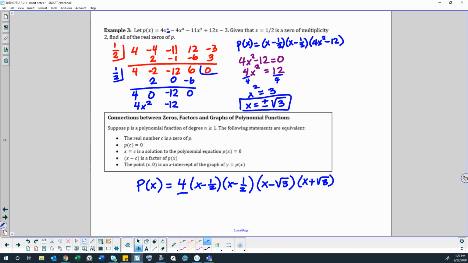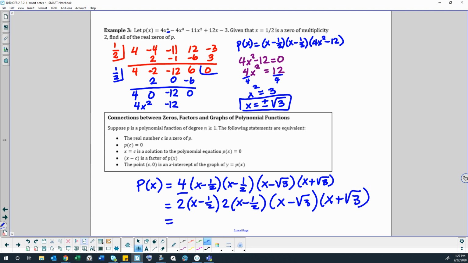Now, if you want a factored form that doesn't quite look so funky, another thing you could do is take this 4 and split it into 2 2s. So you could split it into 2 times x minus 1/2 and another 2 times your x minus 1/2. You could leave this funky as x minus square root of 3 and x plus square root of 3. Or what if we did this? 2 distributed through this would be 2x minus 1. 2 distributed through this would be 2x minus 1.